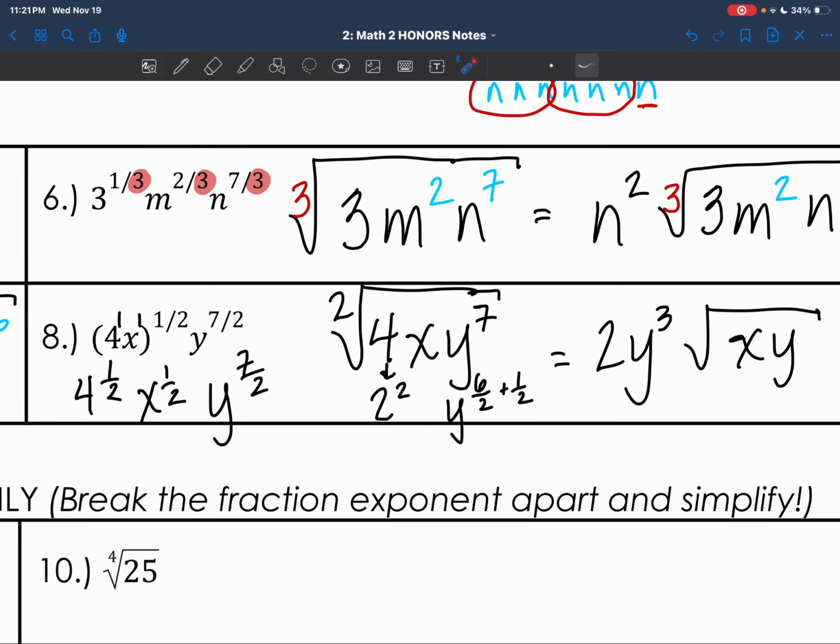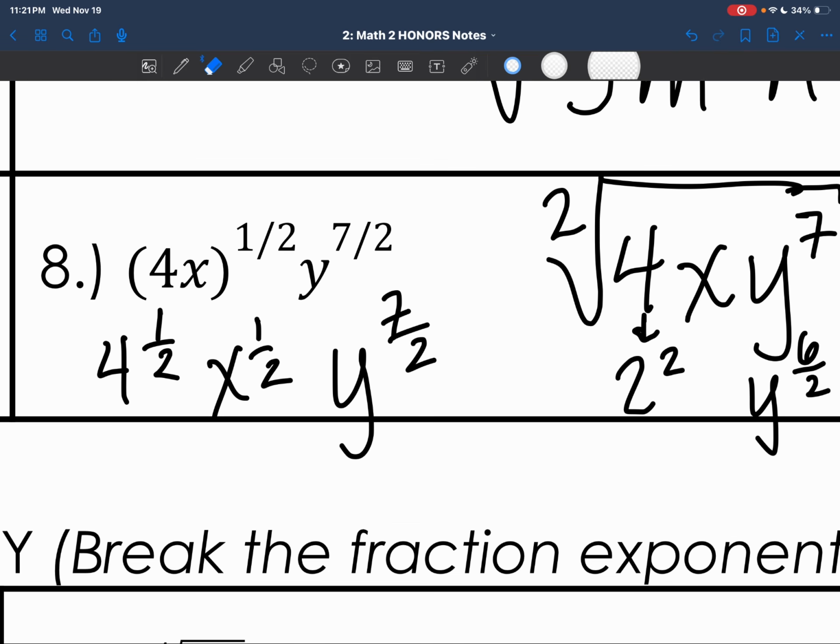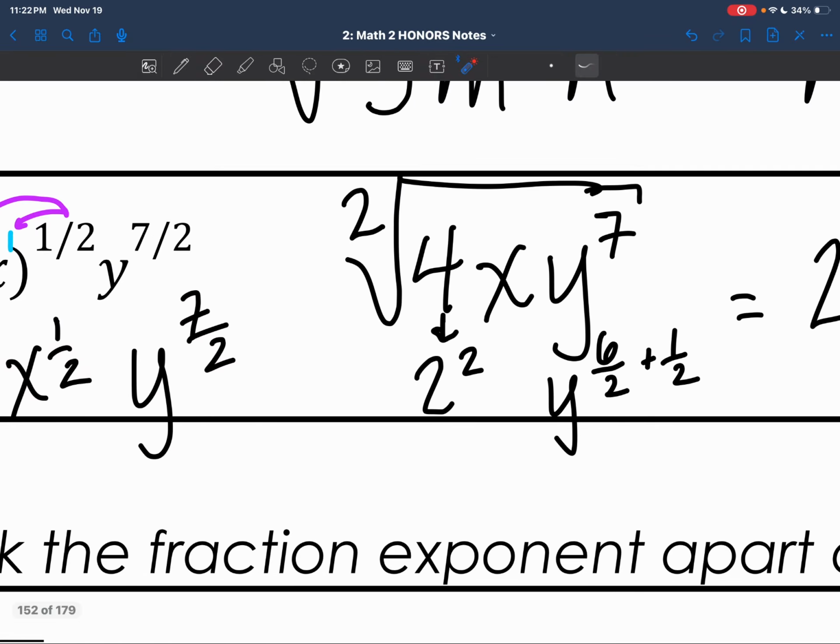All right, now on this one, originally, there's a couple different ways to think of this one. I'm just going to show you a very basic way. The 4 and the x both have an exponent of 1. So we can actually distribute this 1/2 to each one. And then that's where I got those two exponents. So now if you notice, they all have the same index. So we're going to rewrite it all under a radical with an index of 2.